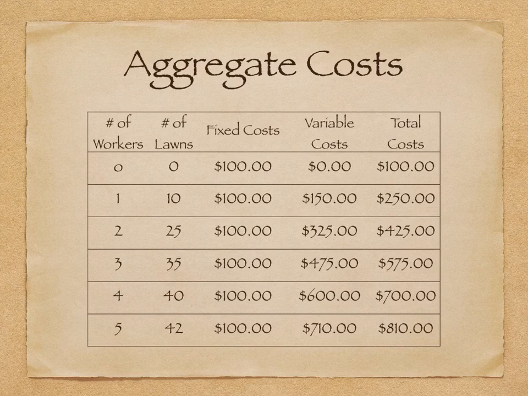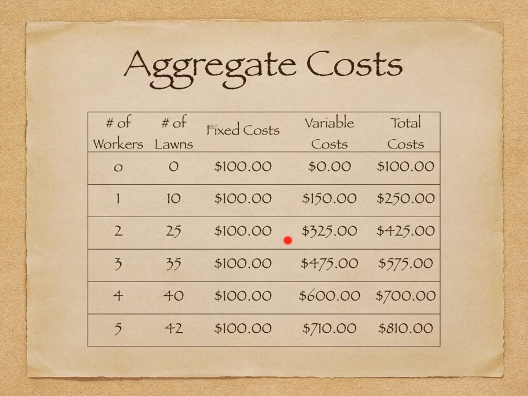decreases. So you can notice here that as we add more workers and we mow more lawns, the fixed costs are remaining the same in each time period. These are costs that might be associated with rent or repayment of a bank loan or property taxes. None of those costs that do occur on a periodic basis are related to the production of the good.